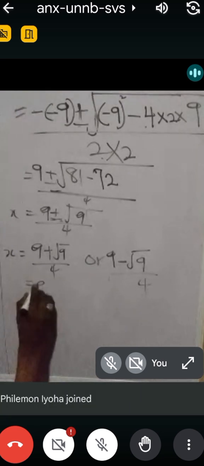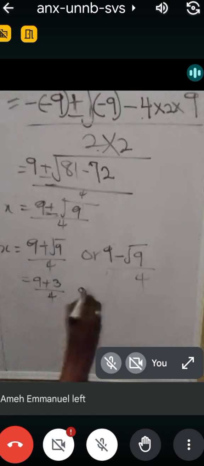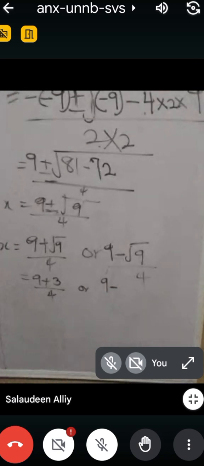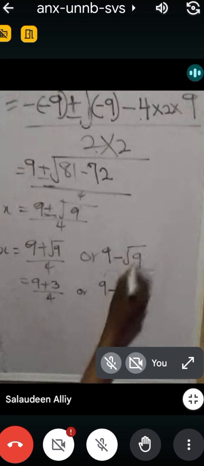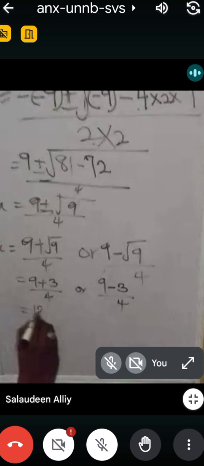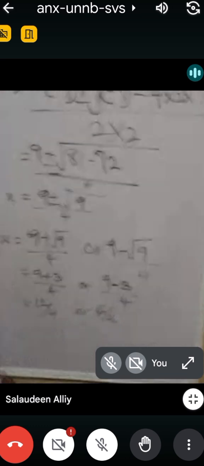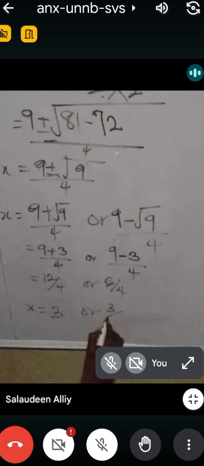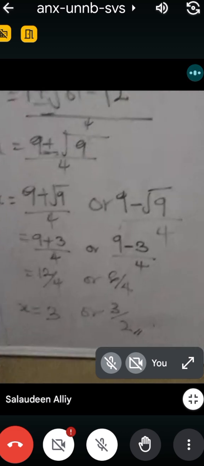So we have 9 plus root 9. That's 9 plus square root of 9, which is 3. 9 plus 3 over 4, or 9 minus square root of 9, 3 over 4. So x equals 9 plus 3, that's 12 over 4, or 9 minus 3, 6 over 4. Therefore, the values of x equal 3 or 3 over 2. That's 1.5. So these are the values of x.